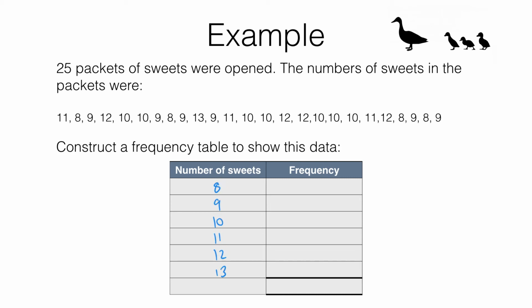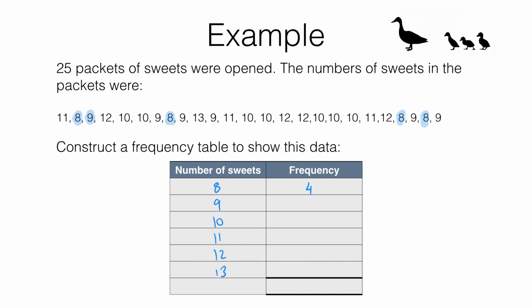I'll start off just for the first one. There were 1, 2, 3, 4 packets that contained 8 sweets. So 8 sweets in a packet has a frequency of 4. Pause the video and complete the rest of this table. Here is what you should have found.